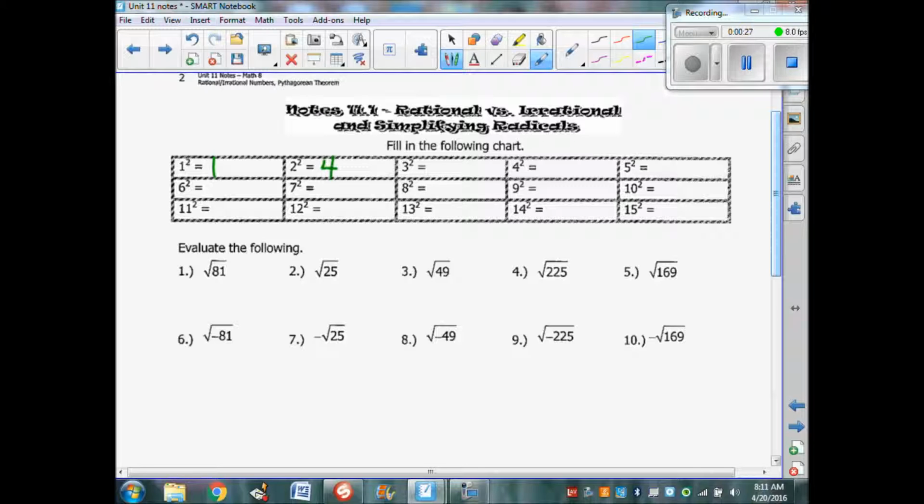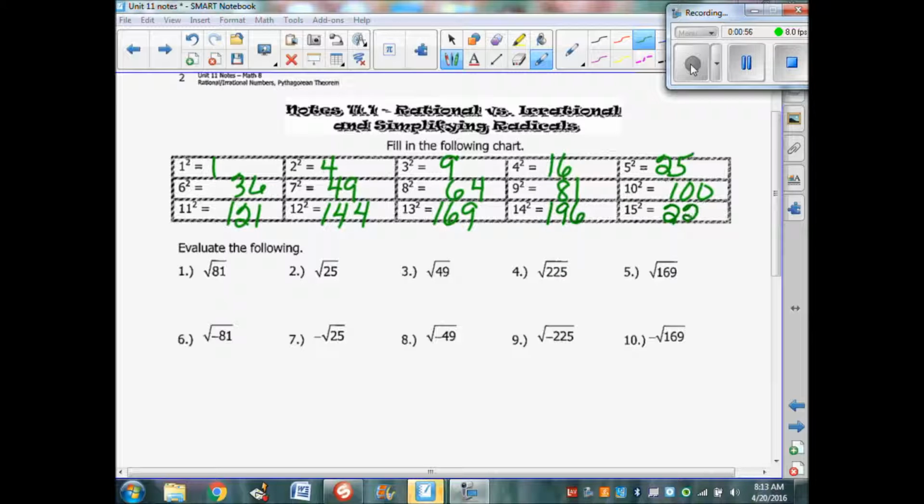Go ahead and pause the video, and I want you to fill in that chart without the use of your calculator. So you should have come up with 9, 16, 25, 36, 49, 64, 81, 100, 121, 144, 169, 196, 225. Those in that chart need to be memorized.